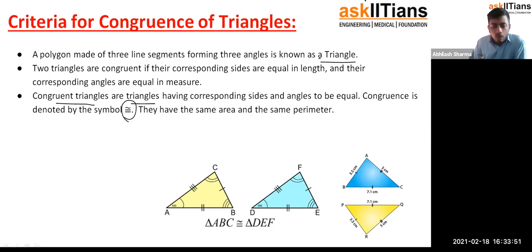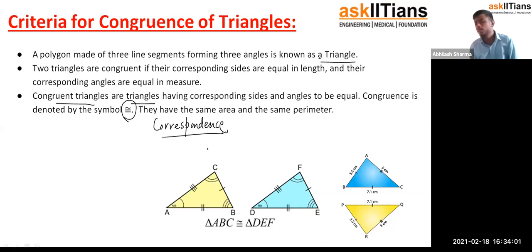Now, correspondence is very important. Many students make a mistake in understanding correspondence, and without understanding this concept, we cannot proceed with this chapter. So let us have a look at this example. Here, obviously, triangle ABC and DEF are congruent because side AB and DE are equal, BC and EF are equal. So basically we can see corresponding parts must be equal. We will have a look at this in greater detail in the next few slides.